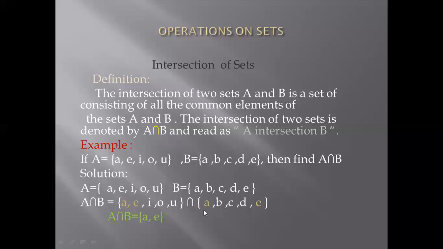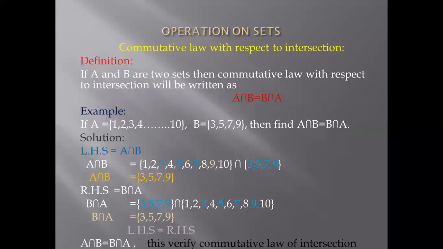Now again we have the property of commutative with respect to intersection, as we did for union in the commutative law of union. If A and B are two sets, then the commutative law with respect to intersection will be written as A intersection B is equal to B intersection A. Same as in union, we have two sides, left hand side and right hand side.